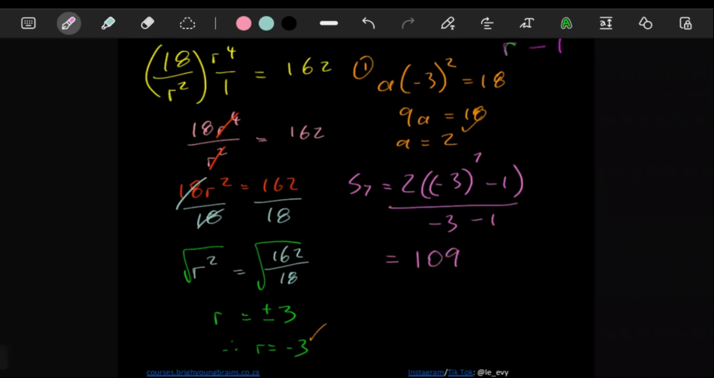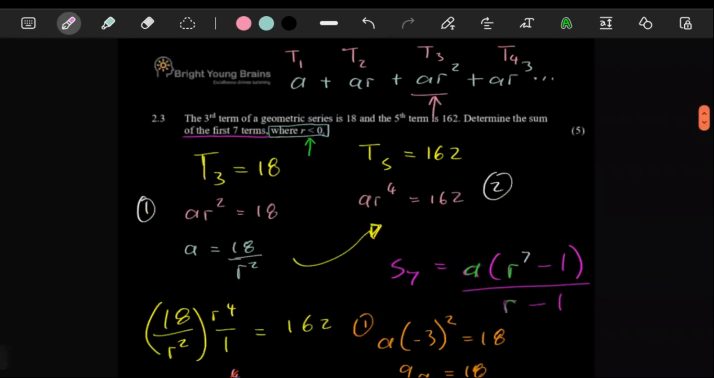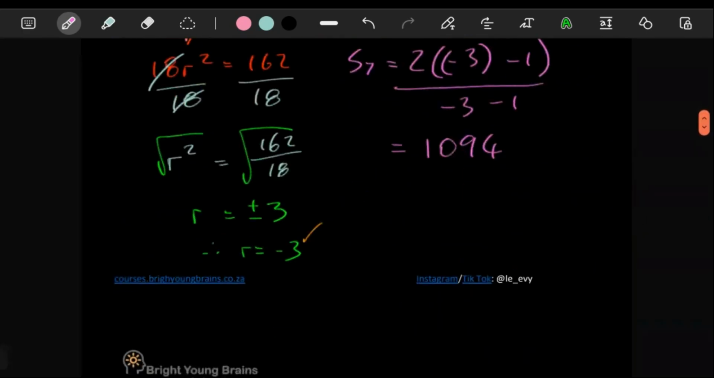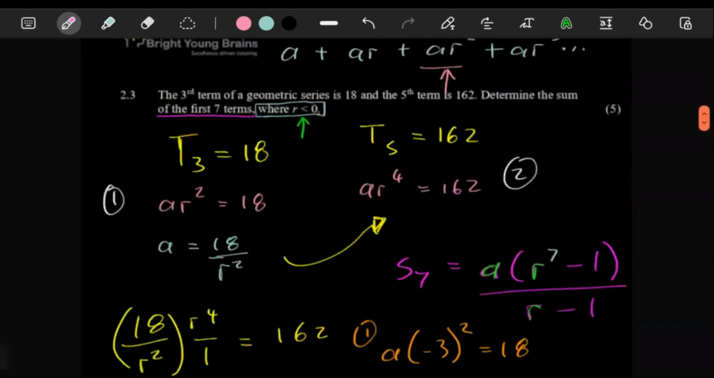1094. We would not necessarily be expecting something too big, because remember, if your value of r is negative, it means that your values are alternating. You're going to have a positive number and then a negative one, on and on. So if you add them up, you'll have a couple of big positive numbers and a couple of super small negative numbers, so when you add them up, you're not going to end up with something very big. That's for 2.3.